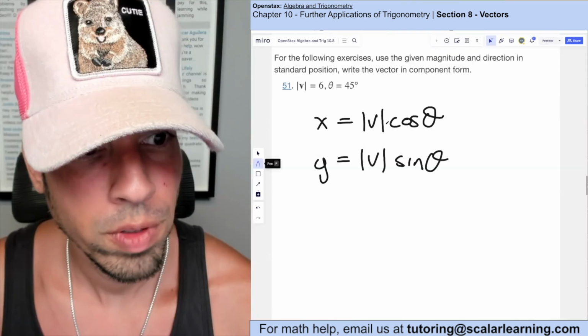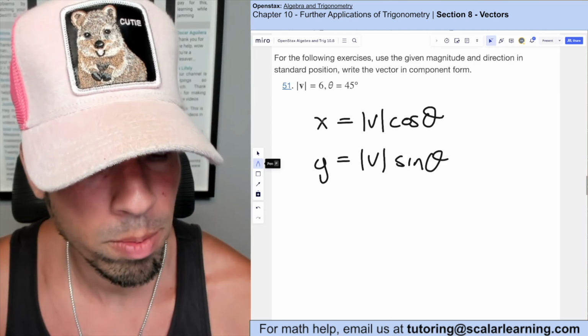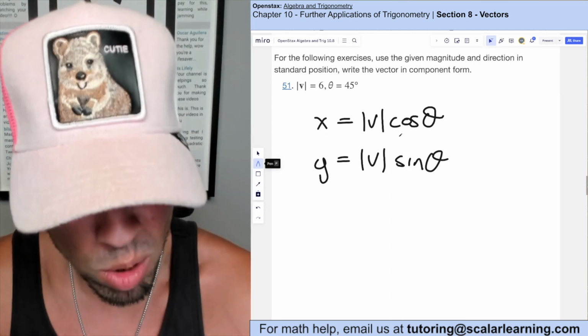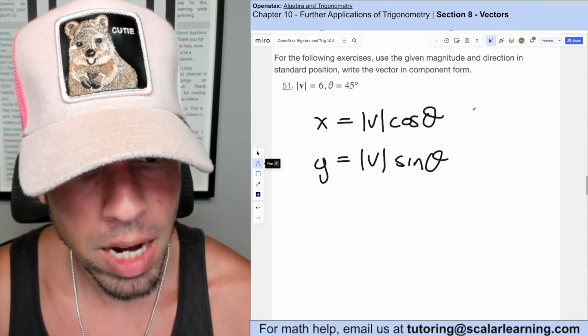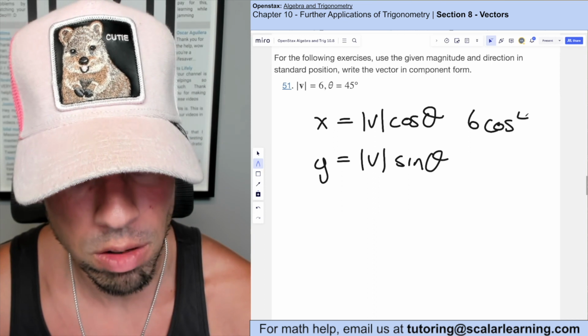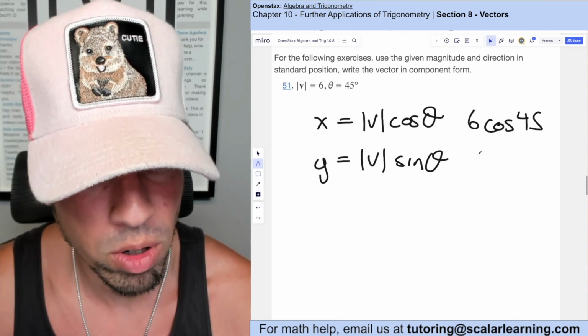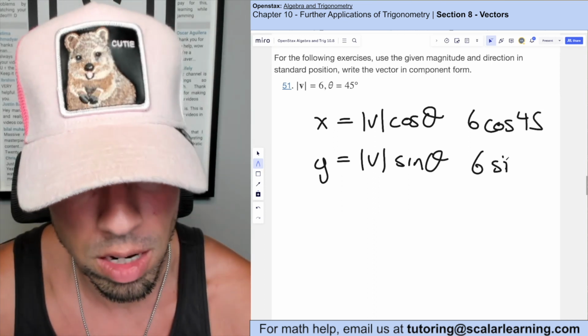Boom, done. So for this one, we want to get this into component form, and we need to find the x and y components, and we use this formula to do so. So x equals the magnitude, which is 6 times cosine of 45, and same for the y part, it's 6, but instead of cosine, it's sine of 45.